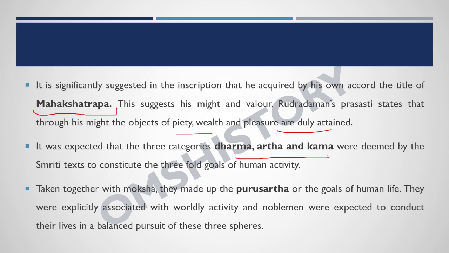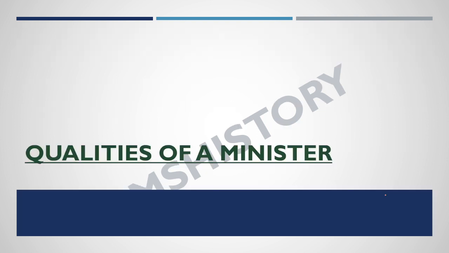Dharma, artha and kama, which in smriti texts are considered goals, taken together with moksha, make up what we call purushartha, or the goals of human life. So this ruler had attained dharma, artha and kama. He had attained victory over these three spheres.